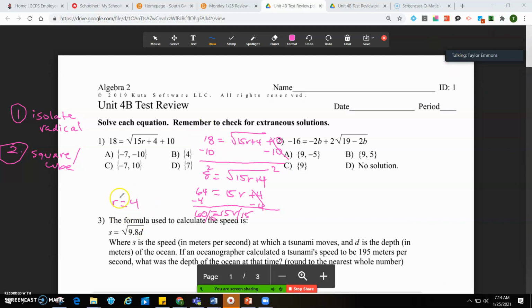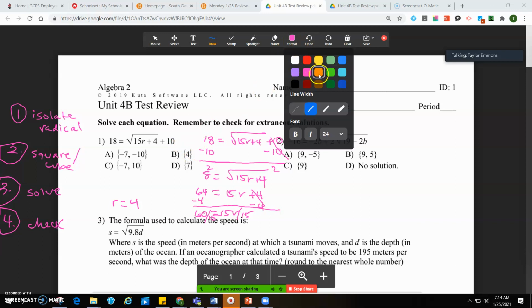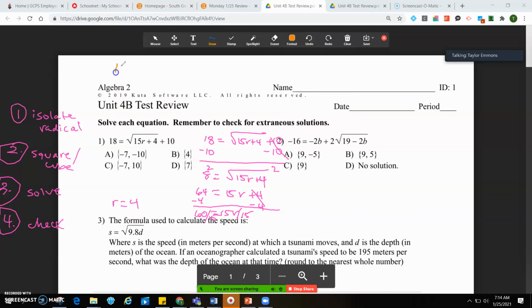So we're going to take 4, and we're going to plug it back in. Okay, so our step 3 was to solve. Okay, and then step 4 is to check. So we're going to take 4 and plug it back into the original equation. So here's what that looks like.